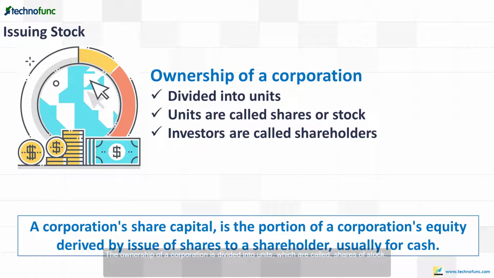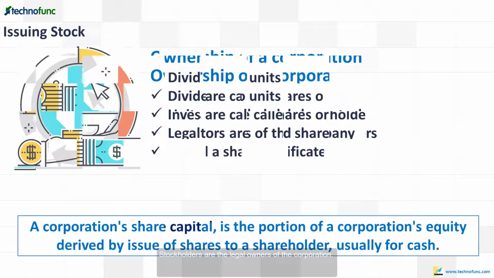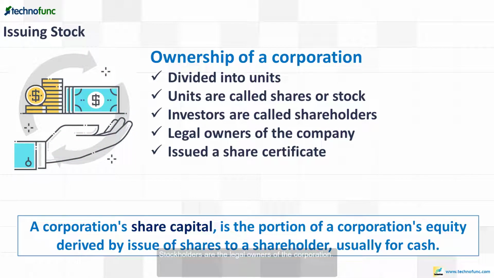The ownership of a corporation is divided into units, which are called shares of stock. Corporations issue shares of stock to raise money for their business. These shares of stock are bought by people who invest money, and they become stockholders. Stockholders are the legal owners of the corporation. The shares that are issued represent the amount of money invested by the shareholders in the company.